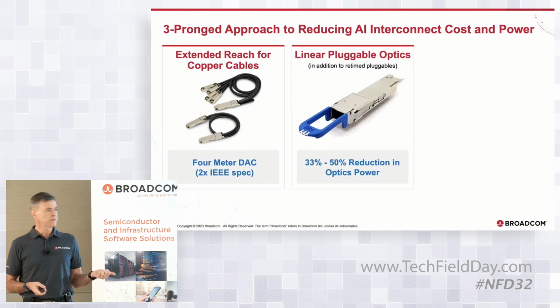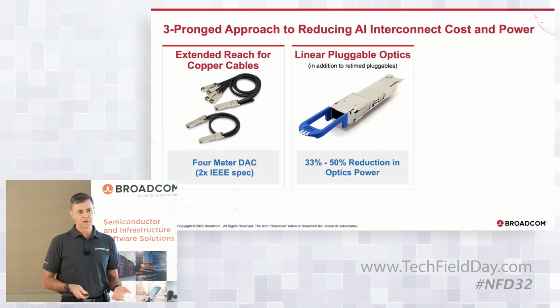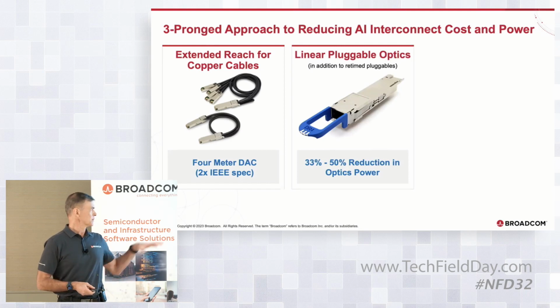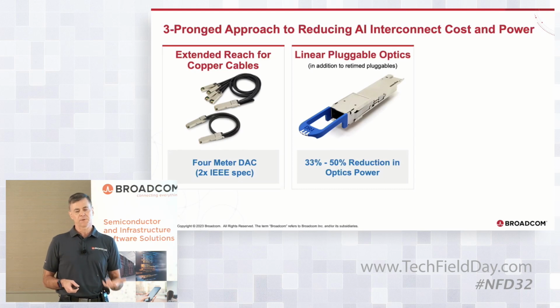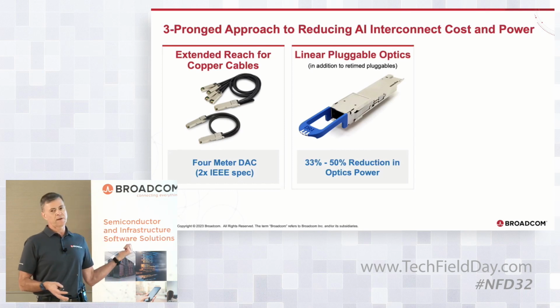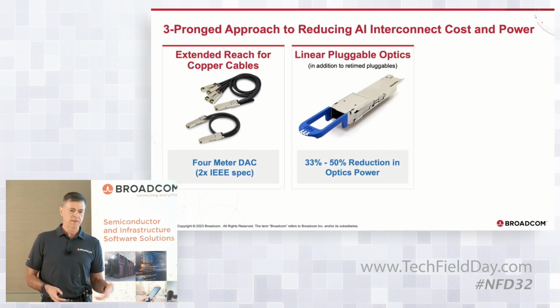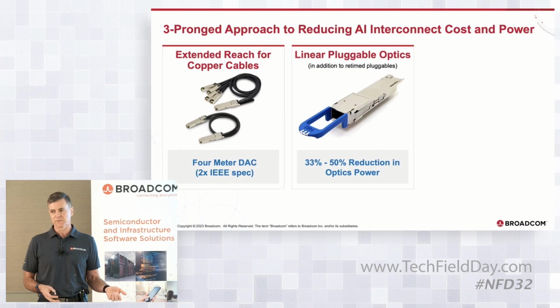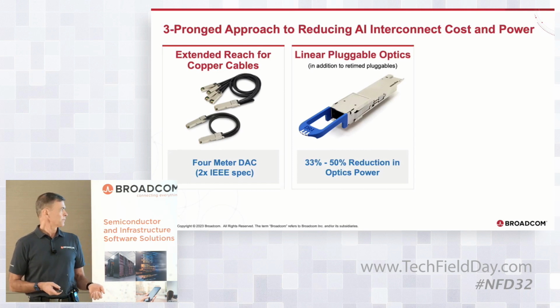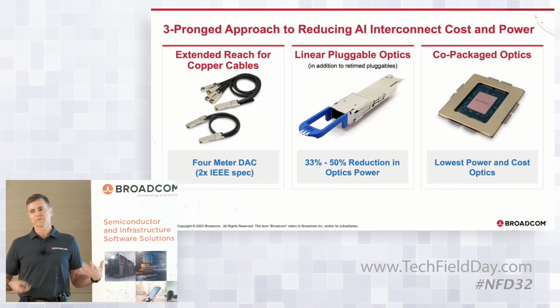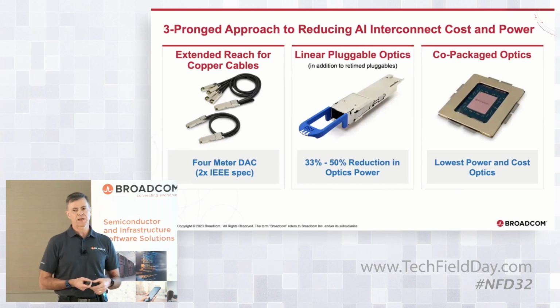In the cases where you can't use DAC, the next step is to use optics, and what you want to do here is minimize the cost and the power of the optics. Traditionally, people use retimed optics, where you have a DSP inside the optical modules. You may have heard at OFC this year, linear pluggables kind of exploded onto the scene, with much lower power and somewhat lower cost. Make the optics as low cost and low power as possible. And then finally, if you want the ultimate in low cost and low power for the optics, we have co-packaged optics solutions.